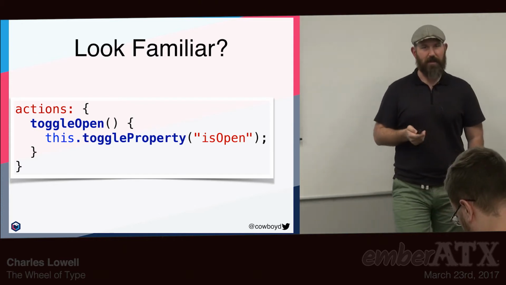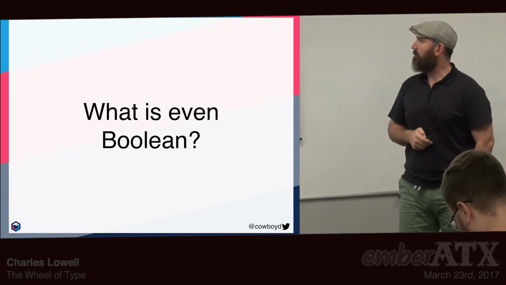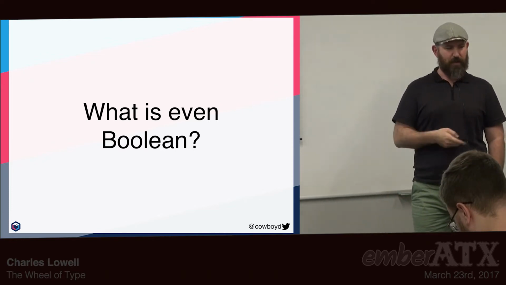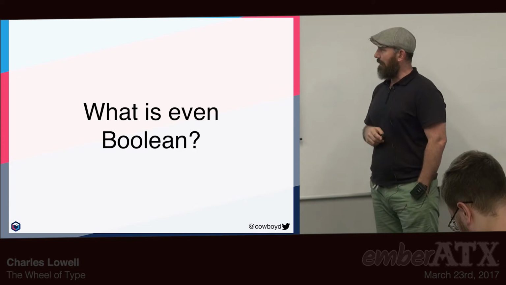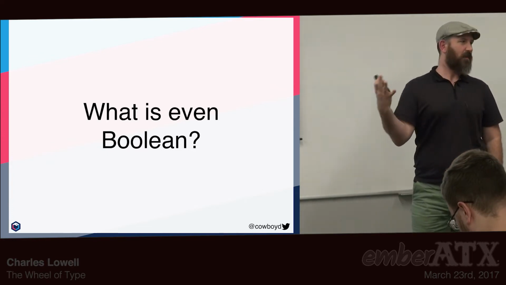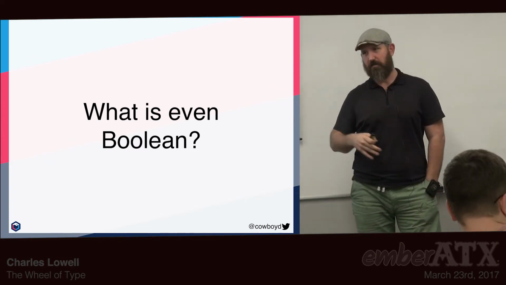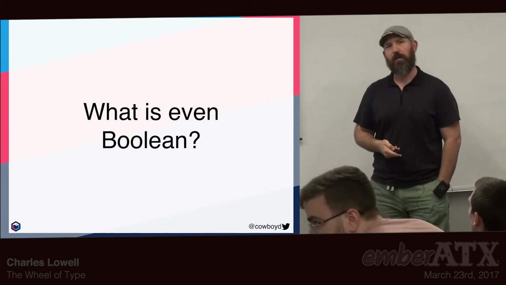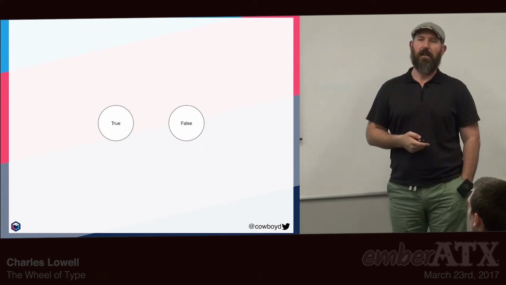And it's very common. That's what we do to manage a Boolean value. And so what exactly is a Boolean value? It's not a complicated thing, it's intuitive, but let's step through it. A Boolean value is something that can either be true or it can be false.